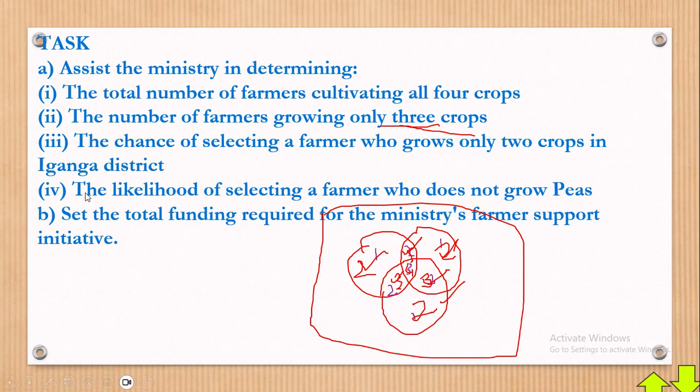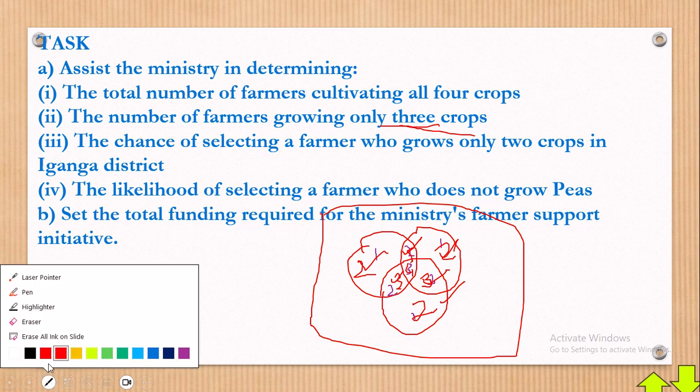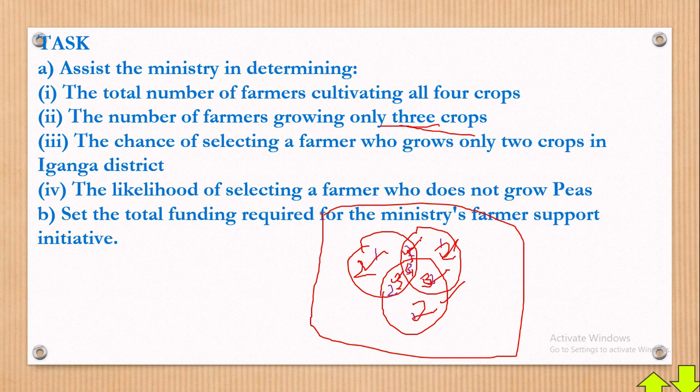Now, Roman number 4, they're saying the likelihood of selecting a farmer who does not grow peas. A farmer who does not grow peas means what? For example, if you have these 3 sets here, and here we have our peas, here our beans, and here our sugar. Those who don't grow peas, we will shade away the whole set of peas. Then the remaining part gives you the answer. I hope that makes some sense. Let's go back there and see.